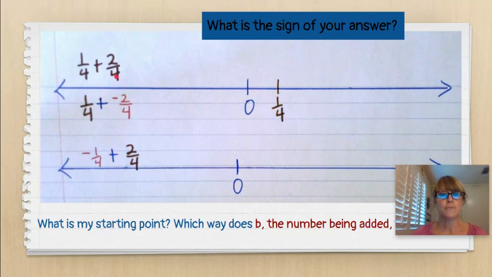Okay, one more. This one, we're starting at 1/4, and we're going to add 2/4. So that's easy, just regular adding. 1/4 and 2/4 would land me over here at 3/4. I would go to the right.